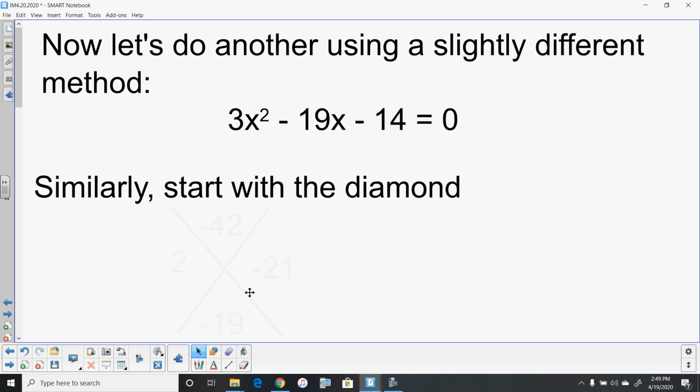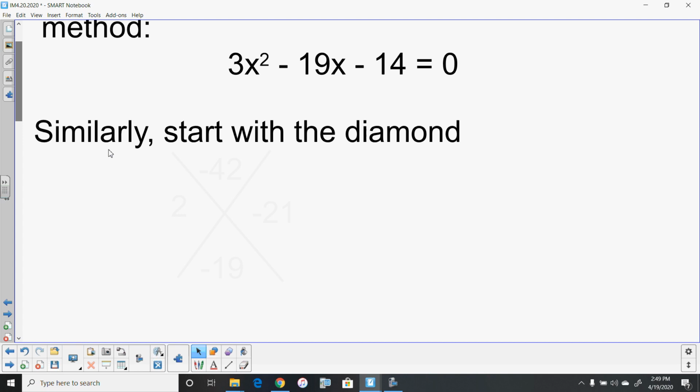Here's a method that I learned when I started teaching that I really like. It's going to begin very similar to how we started the last one. I made a different quadratic here: 3x squared minus 19x minus 14 equals 0. Instead of keeping the x squareds and the x's in our problem, I'm going to ignore that.